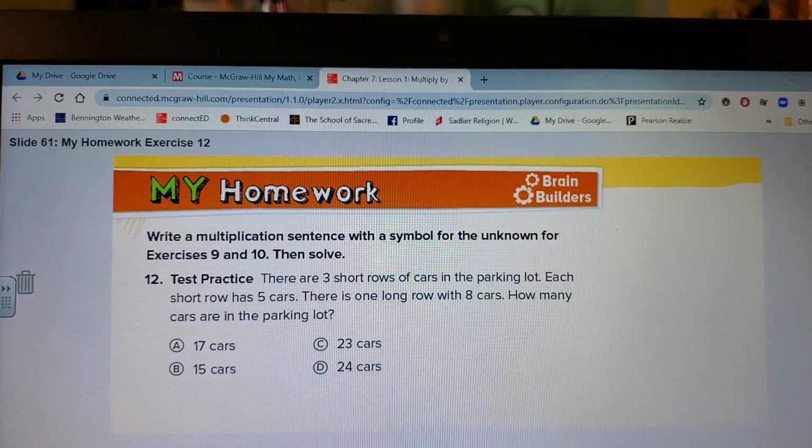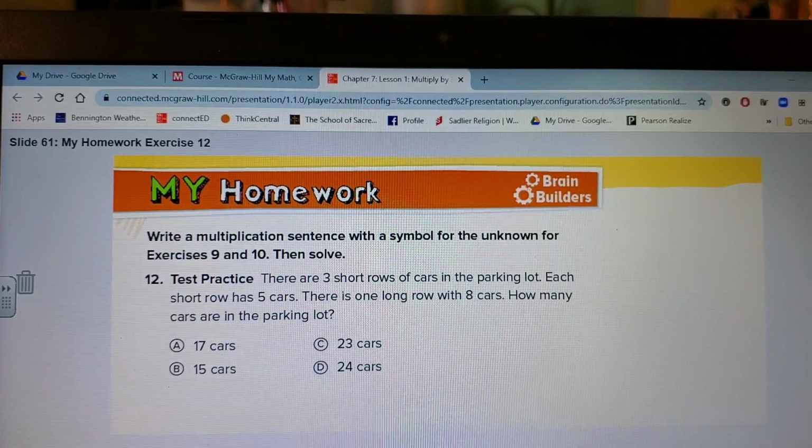Here we are on the last problem for this multiply by 3 unit. There are 3 short rows of cars in the parking lot. Each short row has 5 cars. There is 1 long row with 8 cars. How many cars are in the parking lot? Well, first, for the short rows, you have 3 rows times 5 cars. So 3 times 5 equals unknown. Find out that answer. And now you're going to add your answer to the short rows to the 1 long row of 8 cars. So your answer plus 8 will get you the correct answer on number 12.